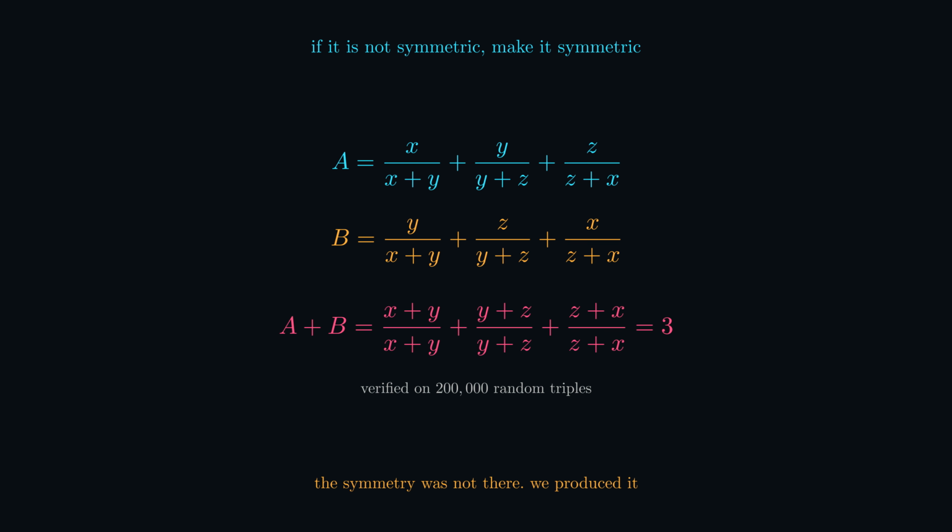Now add A and B together, term by term. The first pair is x plus y over x plus y. The second pair is y plus z over y plus z. The third is z plus x over z plus x. Every single one collapses to 1, so the total is exactly 3. A plus B equals 3. Always. We checked that on 200,000 random triples, and the identity never moved. The symmetry was not there, so we manufactured it out of nothing but a well-chosen companion.